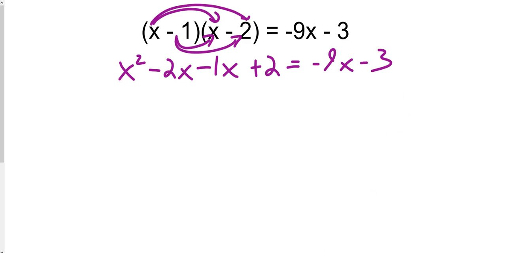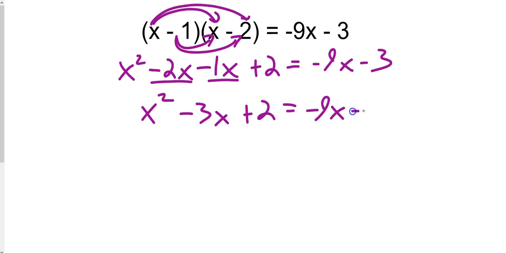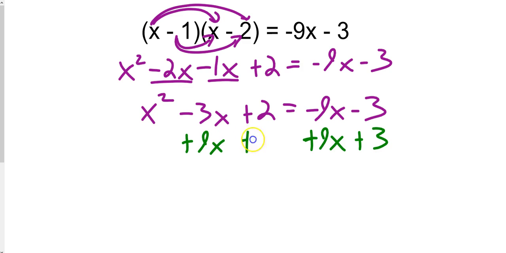I would go ahead and do some combining of like terms and then move everybody over. But if you really wanted to move the -9x and the -3 over right now, you could. But I'm going to go ahead and combine like terms because these two get together real quick. So that gives me x squared minus 3x plus 2 equal to -9x minus 3. So now move everybody over. So how do you get rid of a -9x? You're going to add it. How do you get rid of a -3? You're going to add it. So plus 9x plus 3.